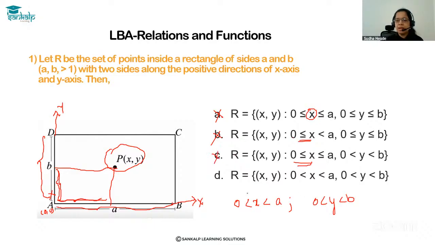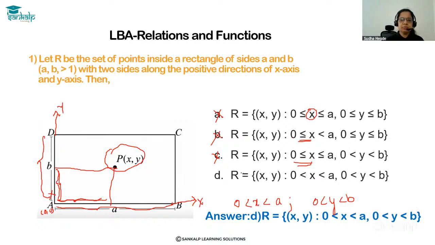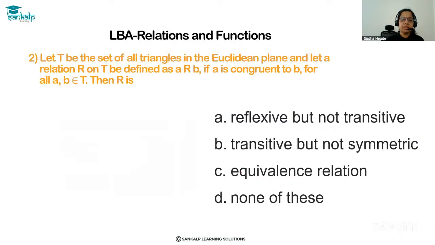But the last option, R equals {(x, y): 0 less than x less than a, 0 less than y less than b}. This is the correct option. So the final answer is R equals {(x, y): 0 less than x less than a and 0 less than y less than b}. Okay, thank you. Let's consider the next question in the next class.